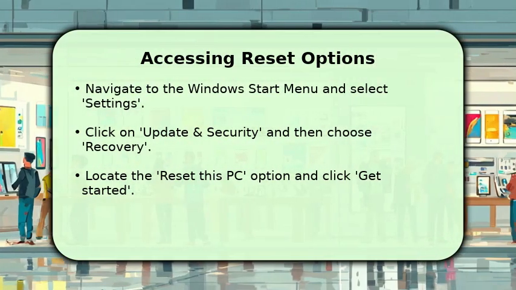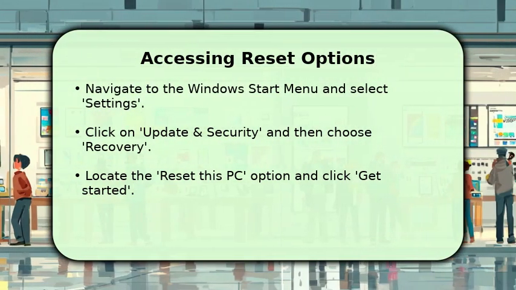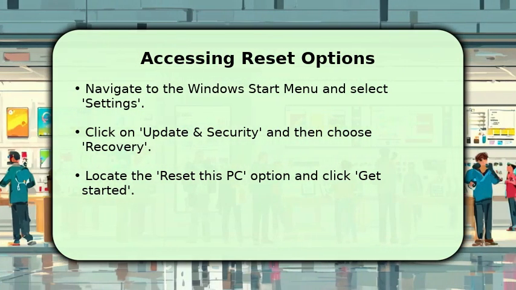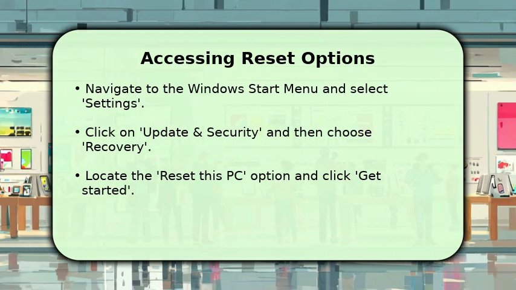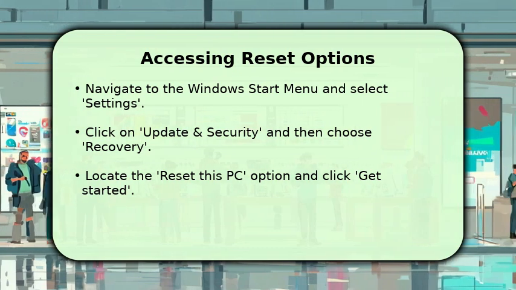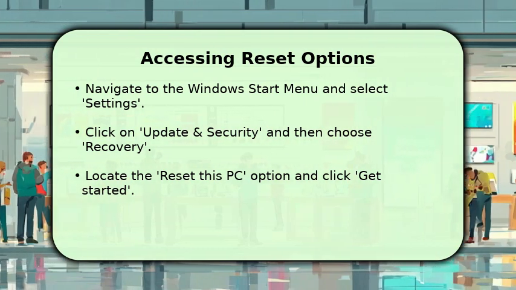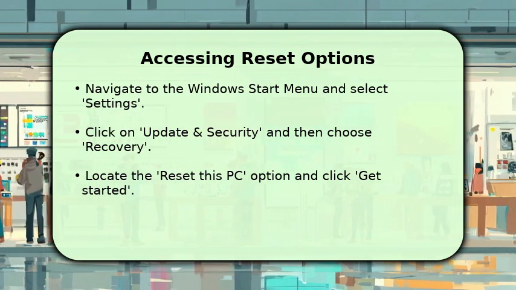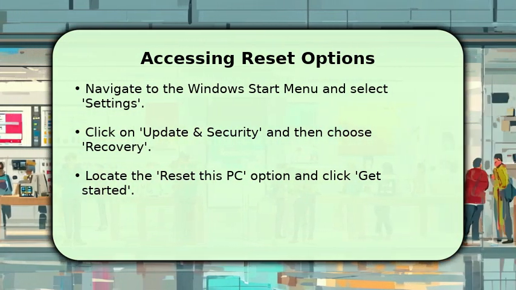To begin the reset process, navigate to your Windows Start menu and select Settings. From there, click on Update and Security, and then choose the Recovery option. You will then see the Reset this PC section. Simply click on the Get Started button to initiate the reset wizard. This will guide you through the initial stages of preparing your system for a fresh start.